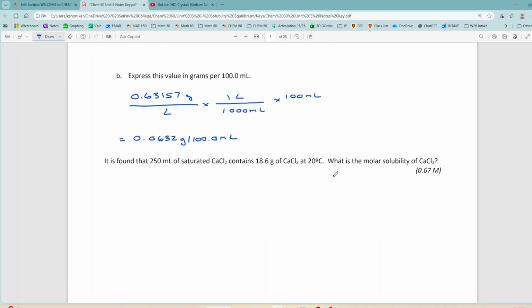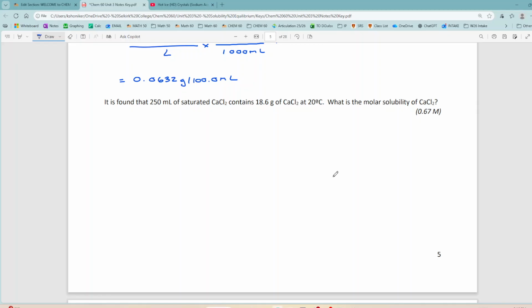All right, so what about this question? I'm going to let you pause the video. It is found that 250 milliliters of a saturated calcium chloride contains 18.6 grams of calcium chloride at 20 degrees Celsius. What is the molar solubility? So really all we're checking here is that you know what molar solubility is. You know that we're looking for moles per liter. So pause the video and give this a go. I want you to convert this from grams per maybe milliliter to moles per liter.